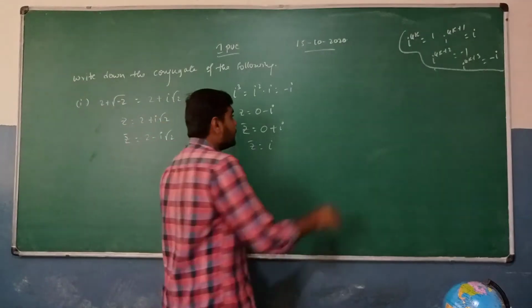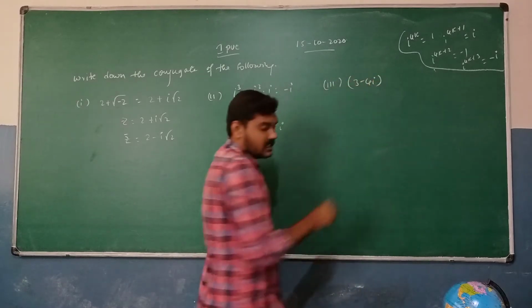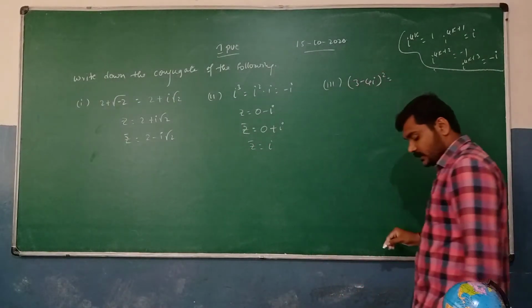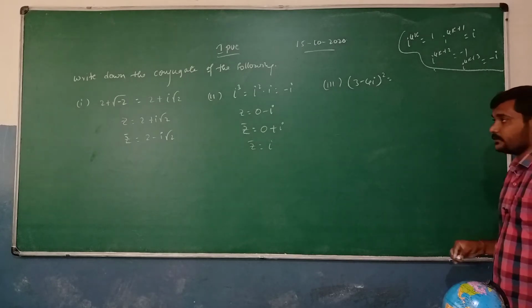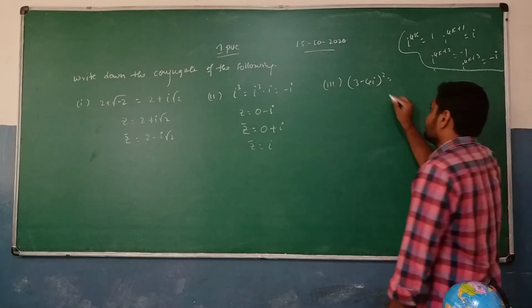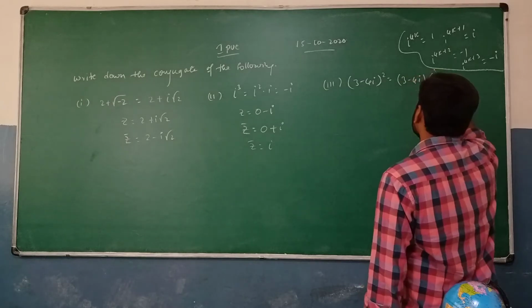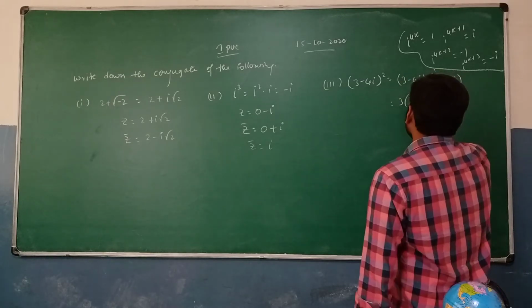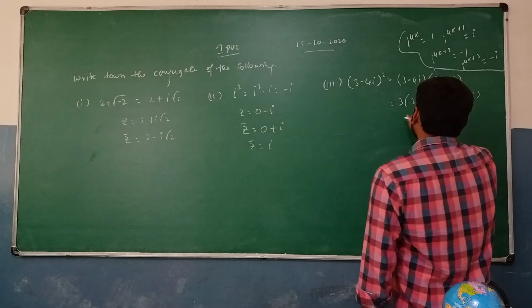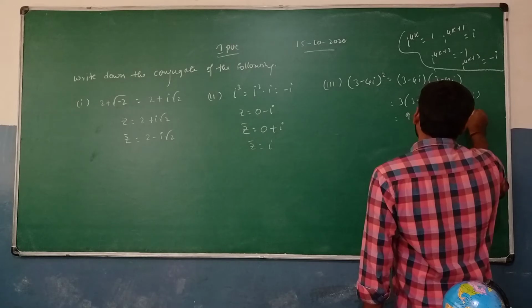Then the third one, 3 minus 4i whole square. So we need to express these things in the form of a complex number first, then find the conjugate of the obtained value. 3 minus 4i can be written as 3 minus 4i into 3 minus 4i, that's going to be equal to 3 into 3 minus 4i, so minus 4i into 3 minus 4i. So it can be written as 9 minus 12i minus 12i plus 16i square.